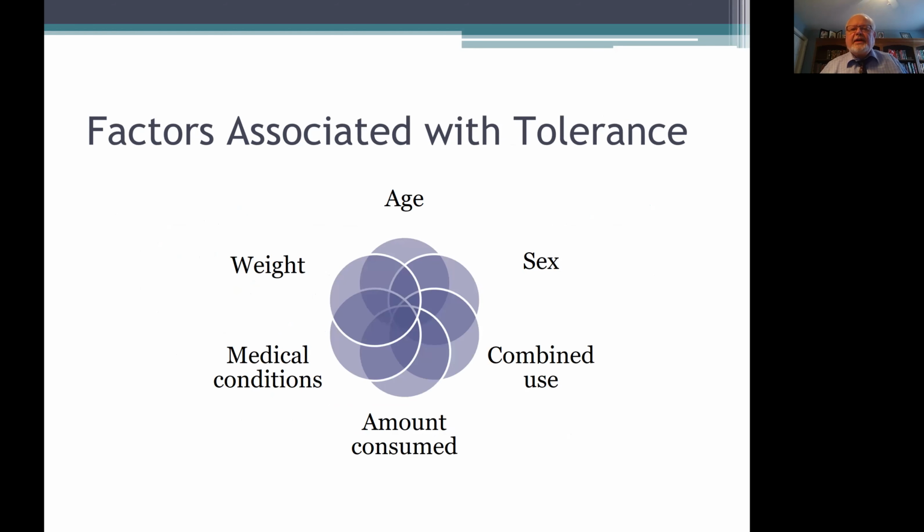Factors associated with tolerance are a person's age, weight, and sex, their medical conditions, the combined use of alcohol, drugs, or various combinations of that, as well as the amount consumed.